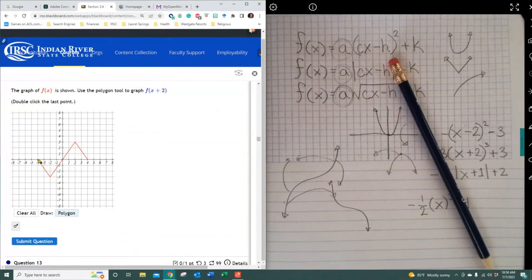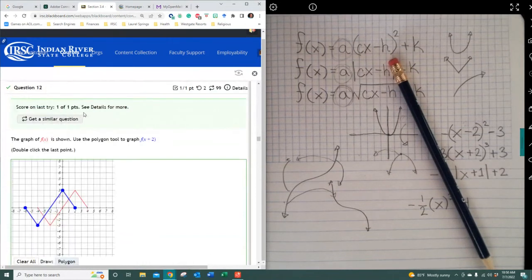So we're going to go ahead and reflect it, or not reflect it, excuse me, but move it 2 units to the left. So 2 units to the left, 2 units to the left. I like that double click thing. I mean, right click works too, but submit answer. And well, voila, I got it right.